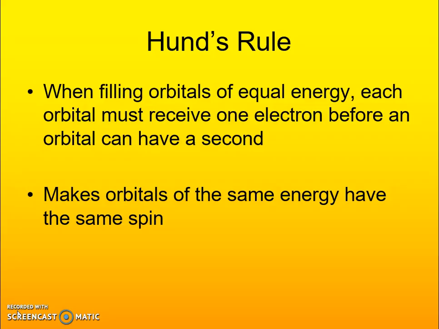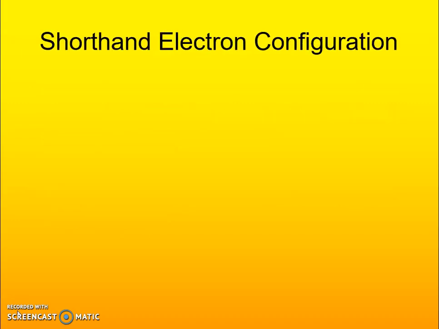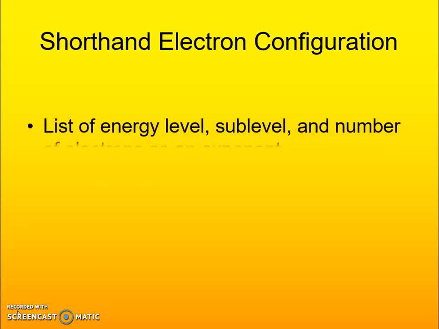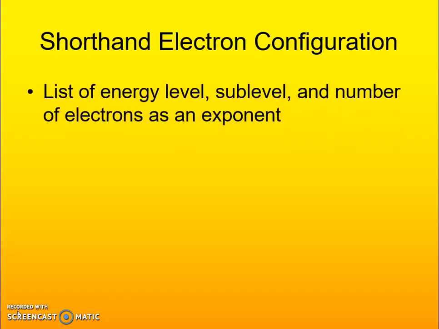However, a more common way of looking at electron configurations, rather than a depiction, is called the shorthand electron configuration. You just list out the energy level, sublevel, and then the number of electrons within that energy level, sublevel as an exponent. So here we see 1s2, 2s2, 2p6, 3s2, 3p6, and so on and so forth, all the way through the entire depiction, again accounting for every electron within that atom.